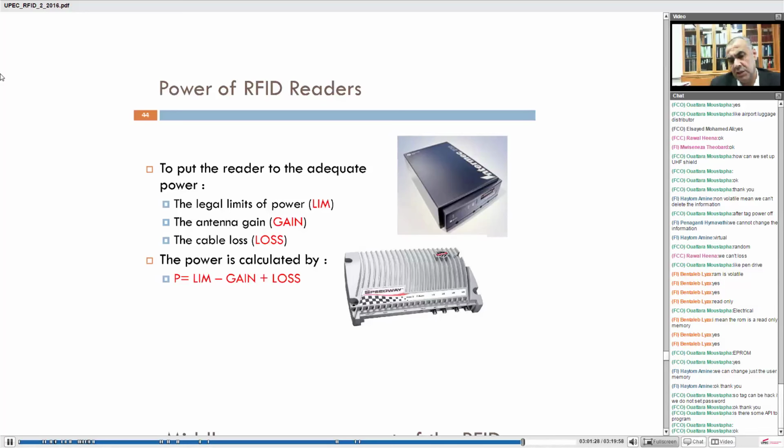So if you power it for 2, maybe you will have 3 with the antenna because of the gain, but you lose power because of the cable. So in order to have the right power to send, the right power is equal to the legal limit of the power. We subtract the gain, because the gain should be subtracted, and we add the loss of the cable, in order to have the right power to use for your network.